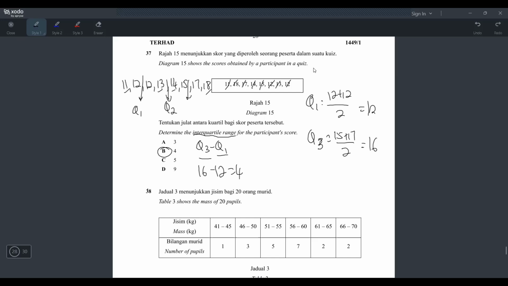Very easy. Or you can also use this formula. For the median, the formula will be n plus 1 divide 2. But this one, you only use it to find the position. You can't use it to find the median. You use it to find the position.